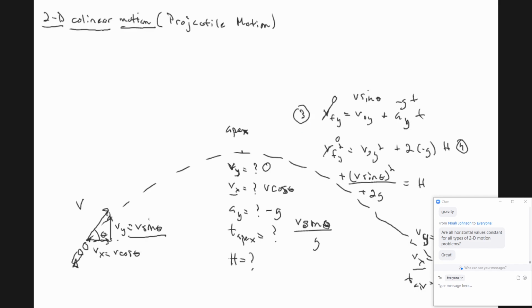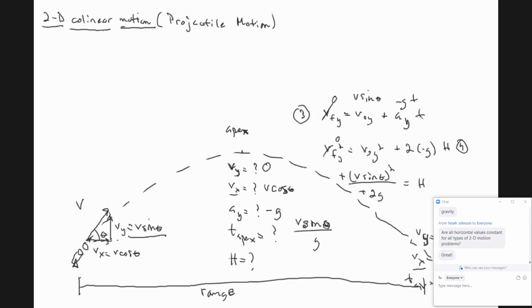And to find the final y velocity, it's going to be the same except in the opposite direction. So negative v sine theta. The last thing that we need to know is to find the horizontal distance this object covers, and that's called the range.